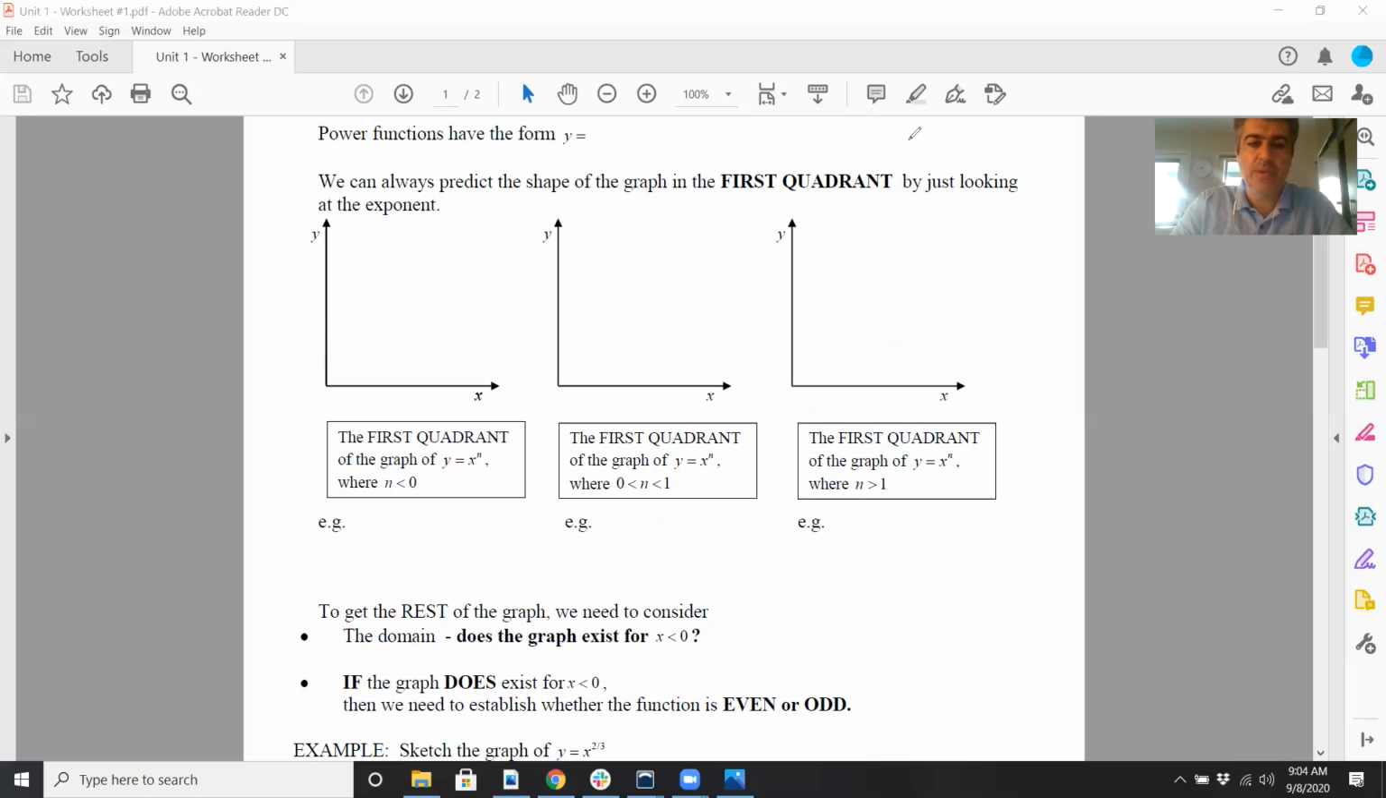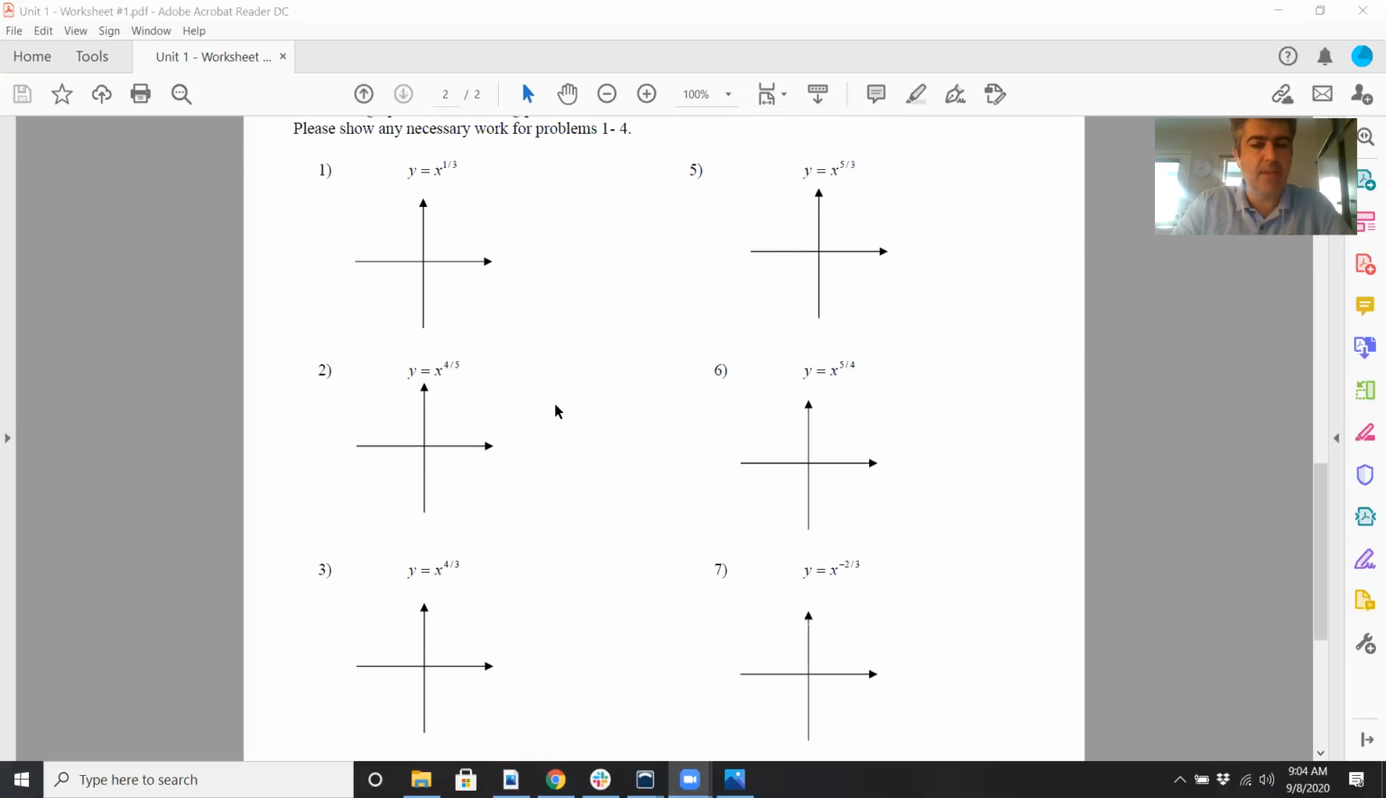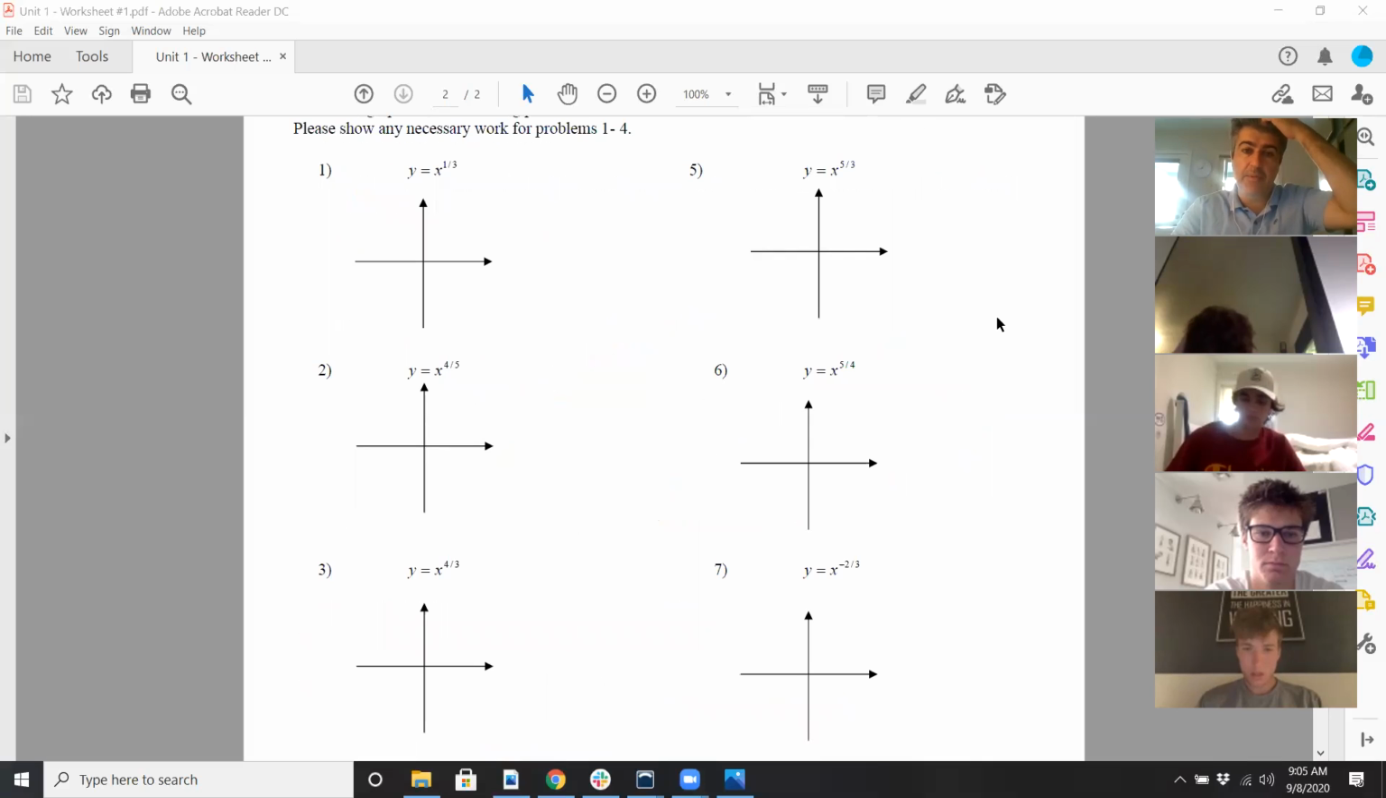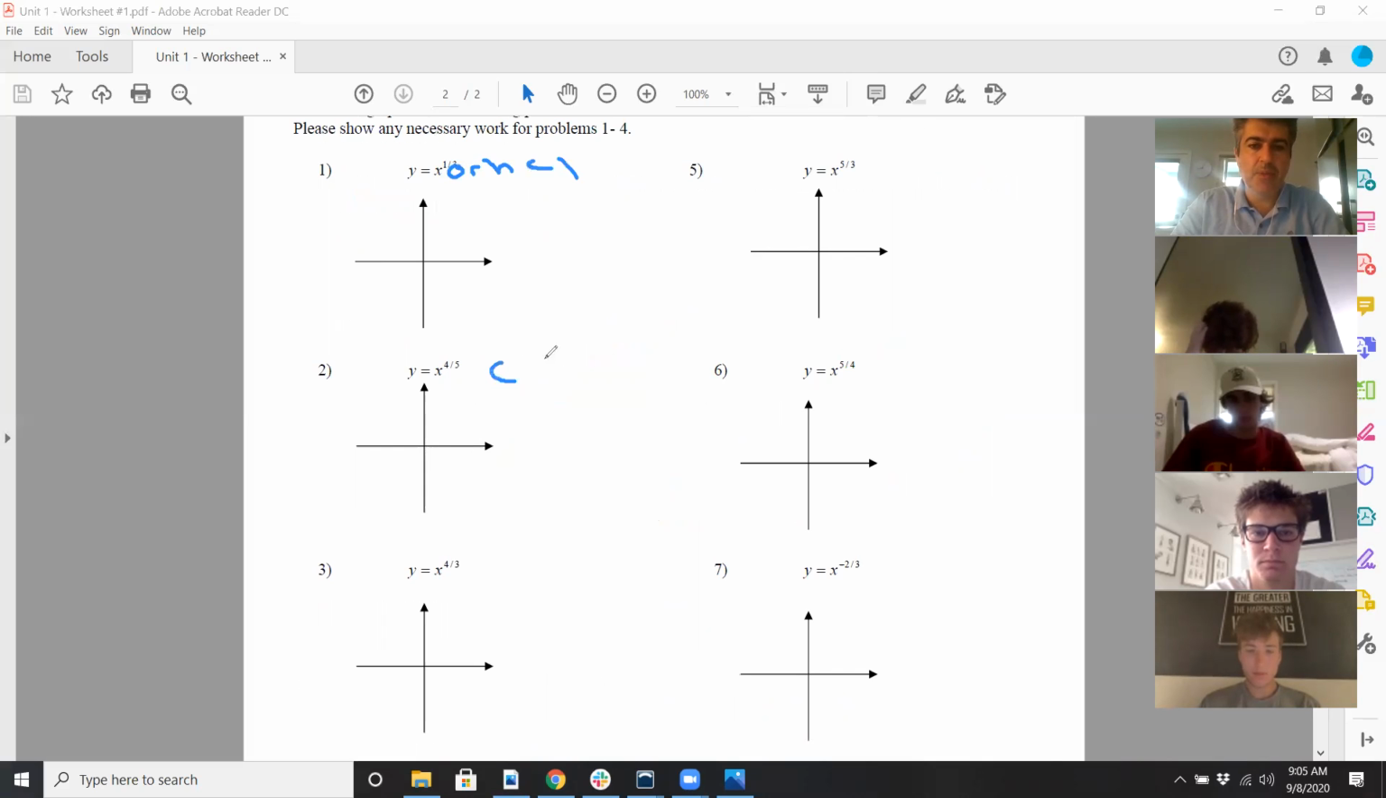So let's actually go through these right now to make sure you got these. And if you have questions, please stop and ask, or put it in the chat as well if you're more comfortable with that. So for 1, 2, and 3, here n is between 0 and 1. Here n is between 0 and 1. Here n is greater than 1.